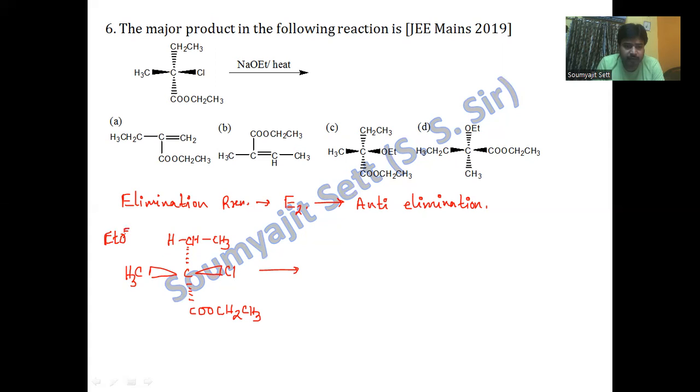So OEt minus will abstract this proton and we will get CH3, CH, double bond C, CH3, COO, CH2. That means CH3 CH, double bond C CH3, COO, CH2 CH3. Let's see this kind of option. Yes, the option is there. Okay, understood. Next.